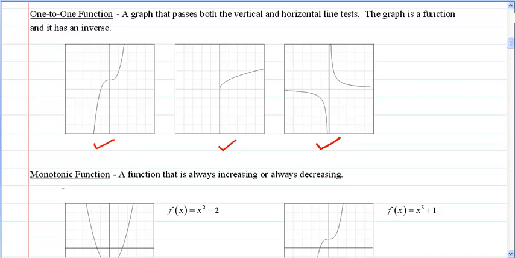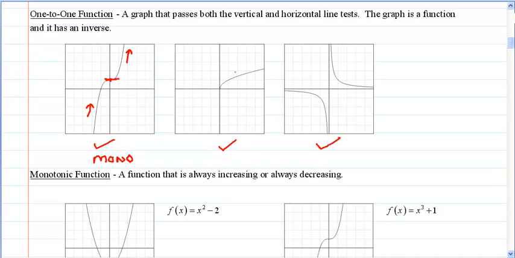The next definition is monotonic. And a monotonic function is one that is always increasing or always decreasing. So looking at the graph above, this graph here is always increasing, except at this point here where it has a horizontal tangent. As long as your graph does not have a combination of increasing and decreasing, it's okay to have a horizontal tangent, but it must either always be increasing or always decreasing at every other point. This graph is monotonic.